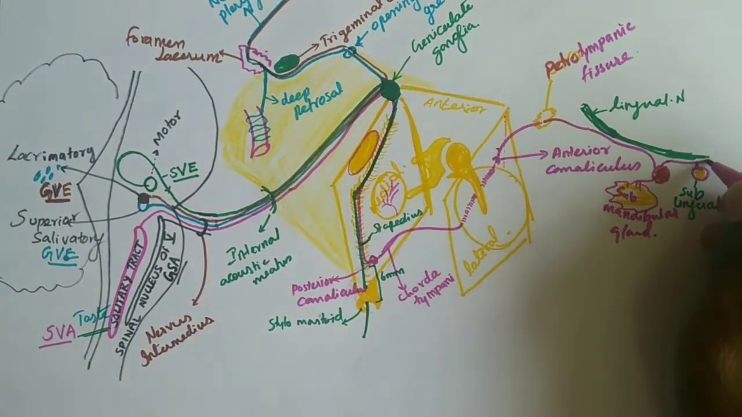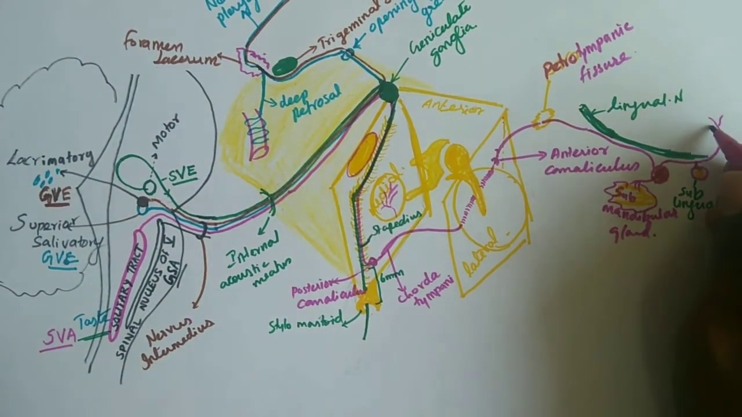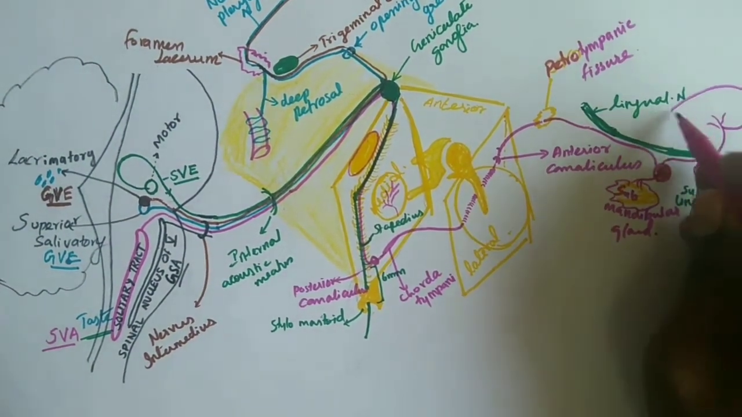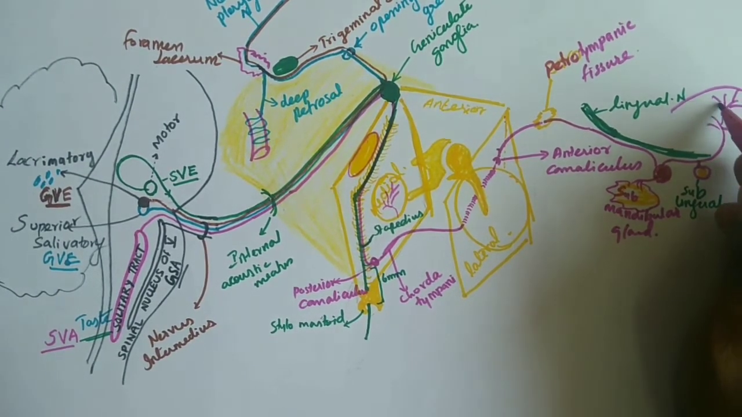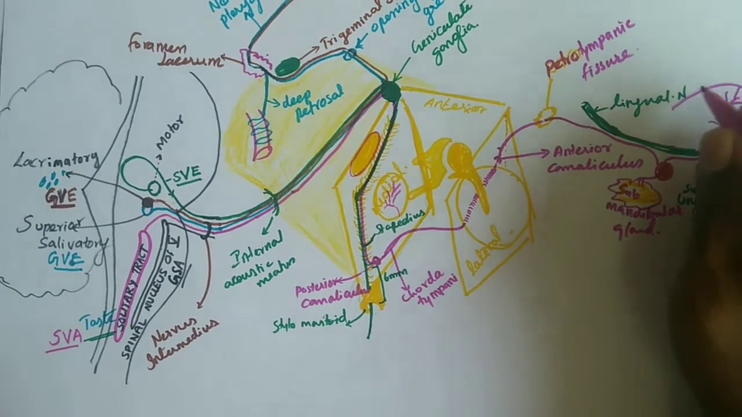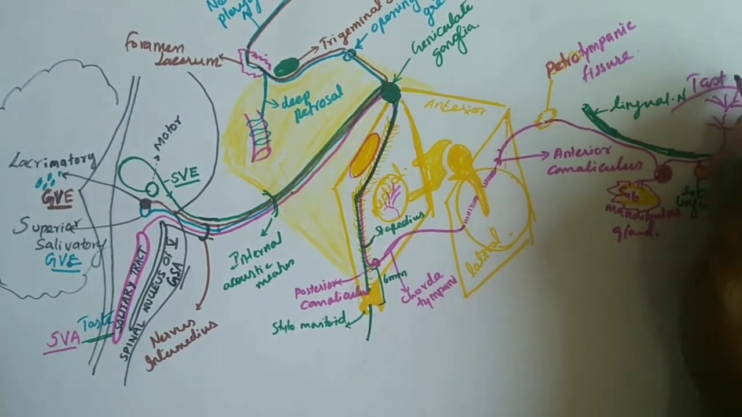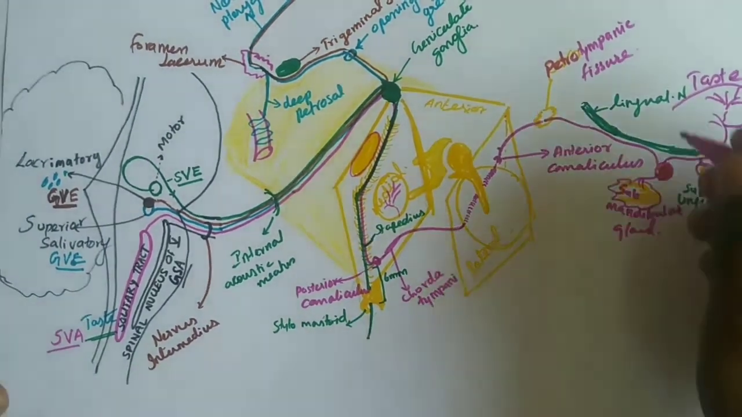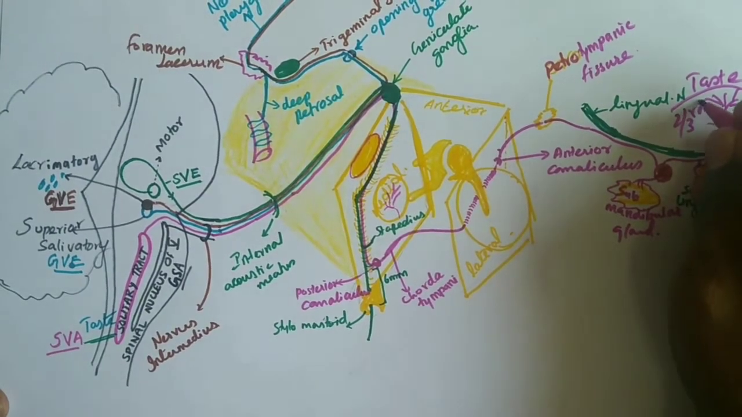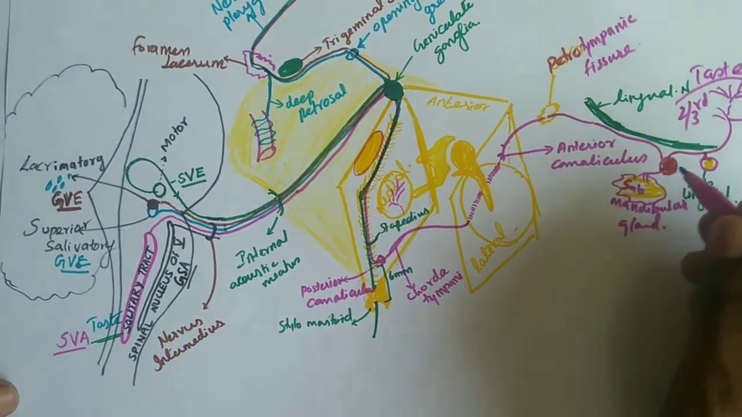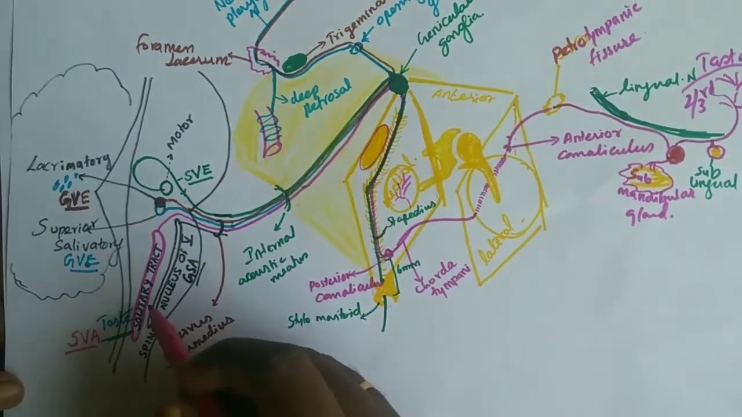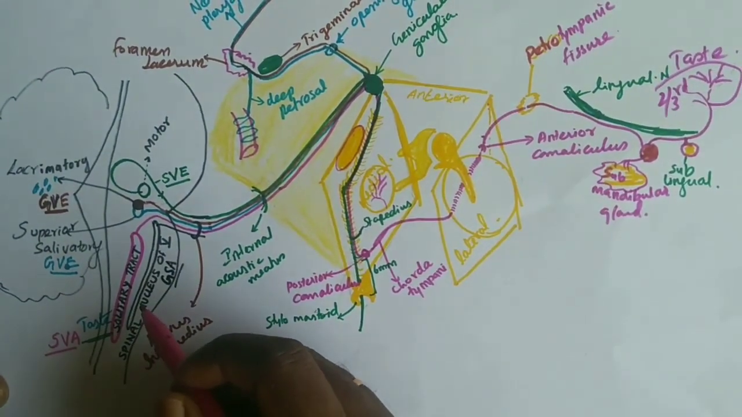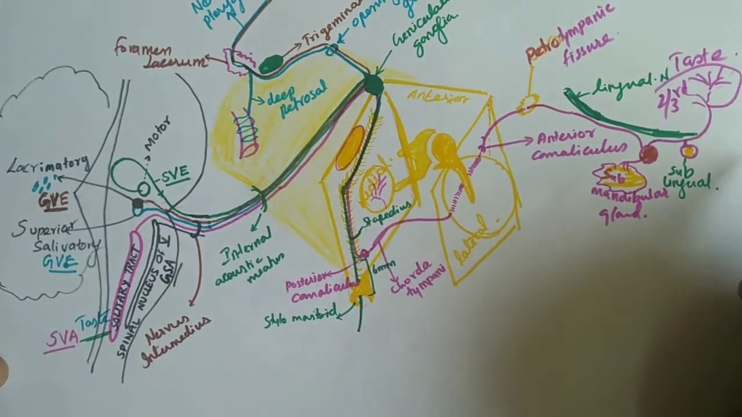And the termination of this chorda tympani supplies the anterior two-thirds of the tongue. So it is carrying the taste of the anterior two-thirds of the tongue. This taste sensation is carried via the tractus solitarius. So the tractus solitarius is responsible for the taste.